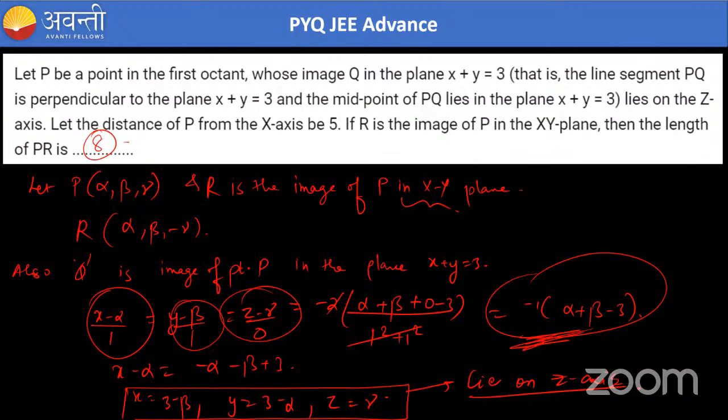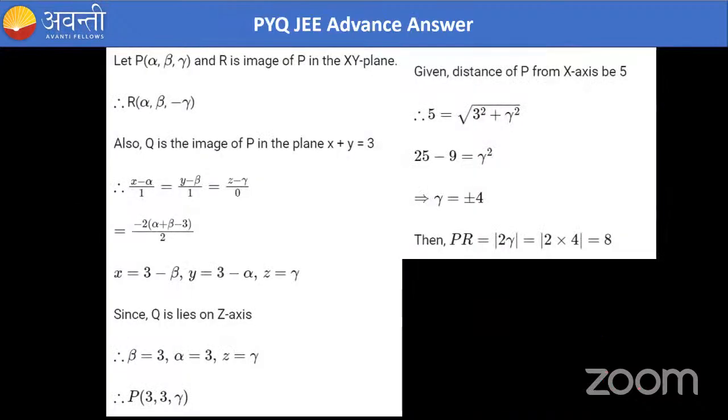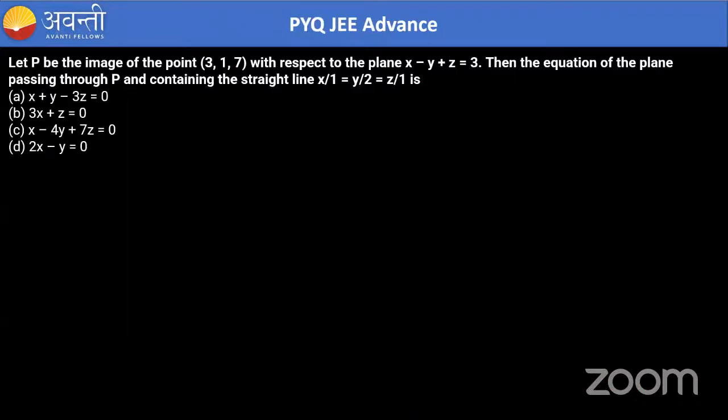I hope you guys understood this question. Let us try to solve one another question. Now, let P be the image of the point (3, 1, 7) with respect to the plane x minus y plus z equals 3. Then the equation of the plane passing through P and containing the straight line, right?